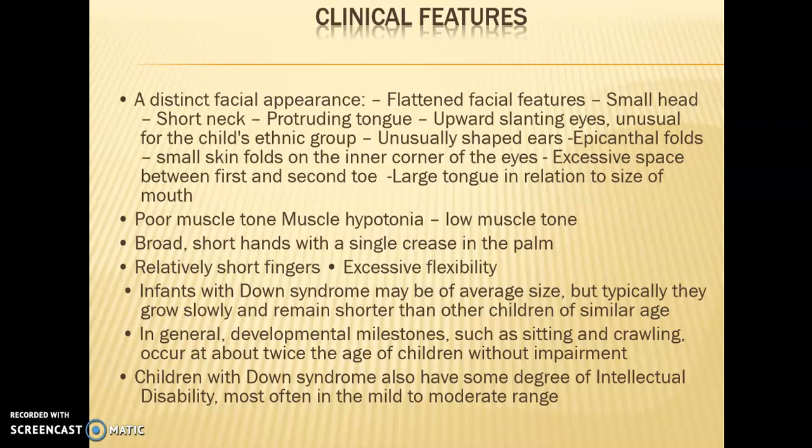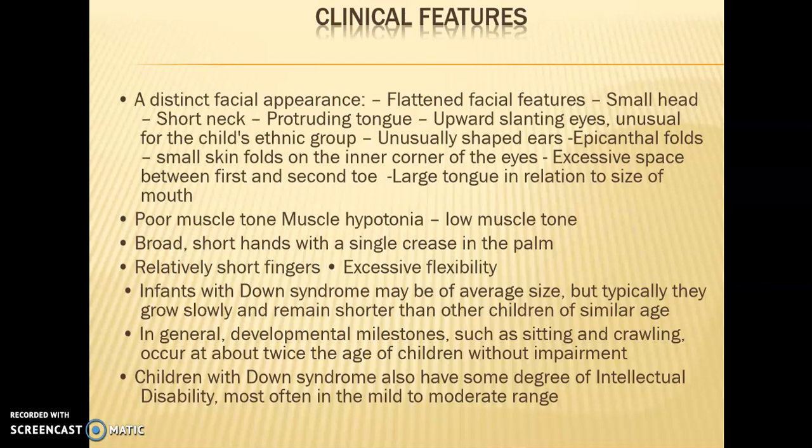Poor muscle tone, muscle hypotonia, low muscle tone. Poor muscle tone is what we call muscle hypotonia, as well as low muscle tone. Broad short hands with single crease. If you check the hand of a child with Down syndrome, you may notice that the palm does not have the usual palm lines or creases. Only a single crease will be there in the palm.